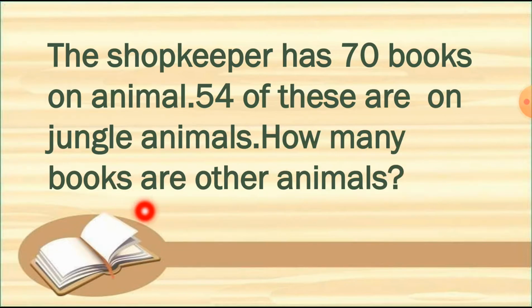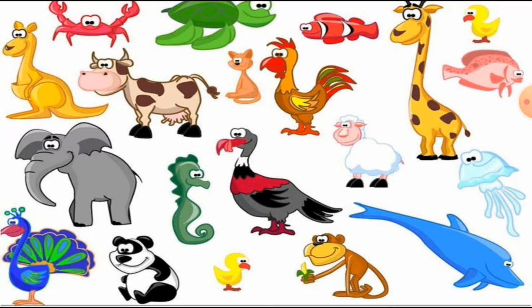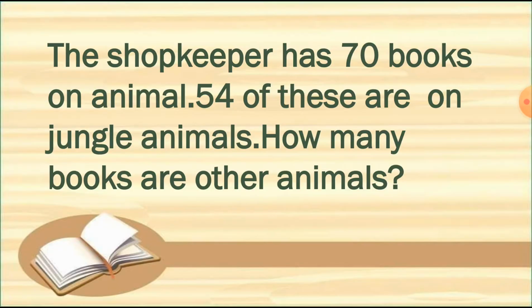How many books are on other animals? So this is our question, and I found just two numerical pieces of information, which are 70 and 54. We have to find that these are the animals. You can see there are different animals here. So a total of 70 books are there, and of these, 54 are on jungle animals.